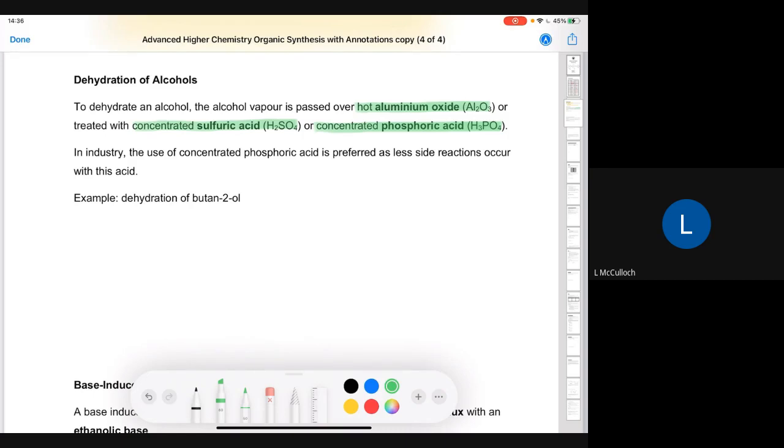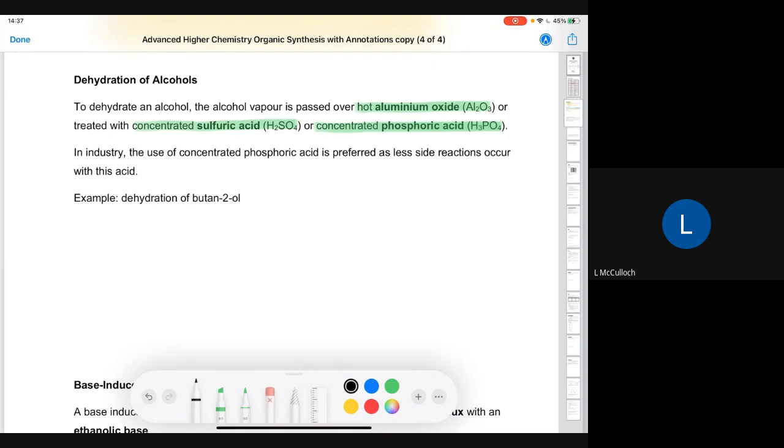Now, it's not enough at Advanced Higher to be able to identify a type of reaction. We also need to be able to identify the chemicals or reagents that we would use to make the reaction happen. So if we wanted to dehydrate an alcohol, we would need to know one of the 3 reagents there that we could use: either hot aluminium oxide, concentrated sulfuric acid, or concentrated phosphoric acid. In industry, the use of concentrated phosphoric acid is preferred as fewer side reactions occur with this acid.